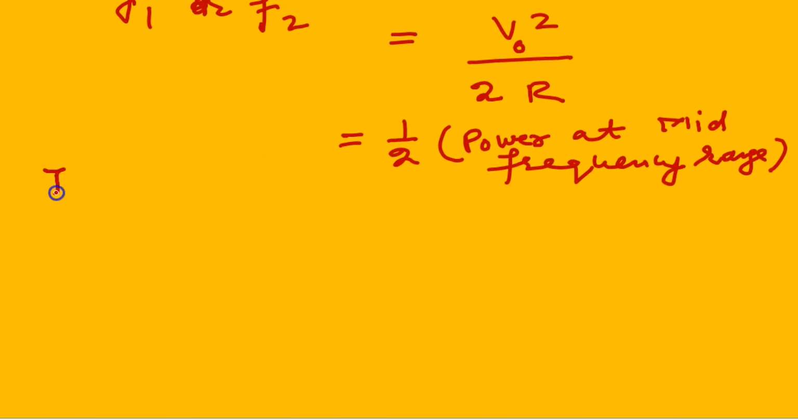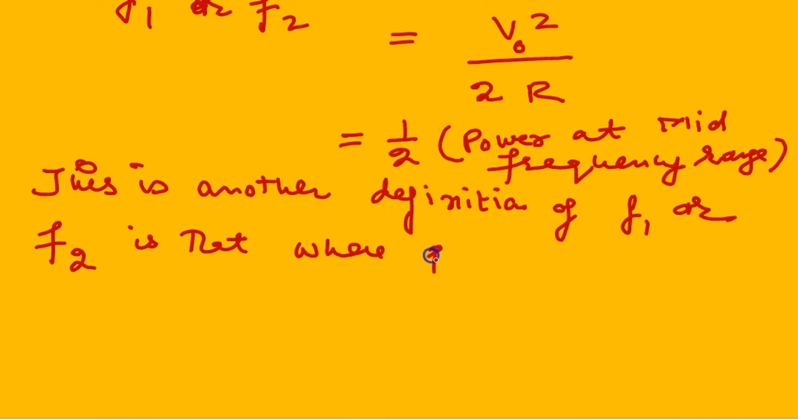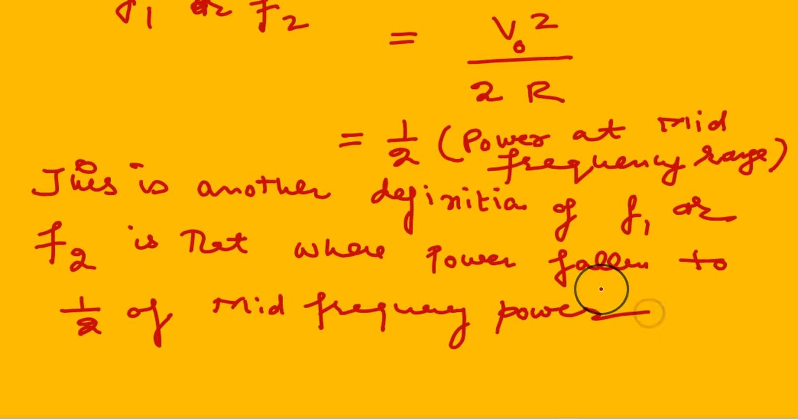So this is another definition of F1 and F2. F1 and F2 are defined as the frequencies where the power becomes half of the power at the mid-frequency level.